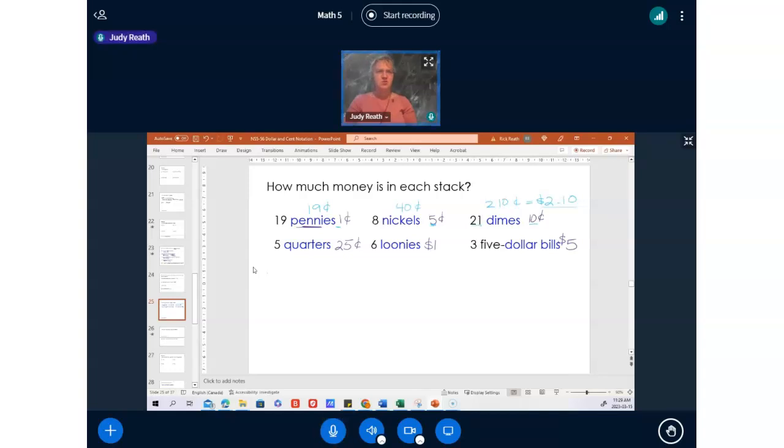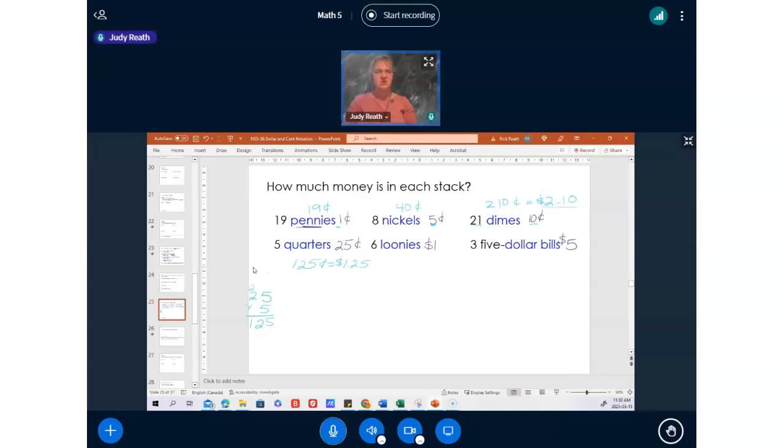Here we've got 5 quarters, and each quarter is worth 25 cents. So 5 times 25, you could work it out here. 25 times 5. 5 times 5 is 25. 5 times 2 is 10, plus 2 more is 12. So 125 cents. Or again, we could say in dollar notation, $1.25.